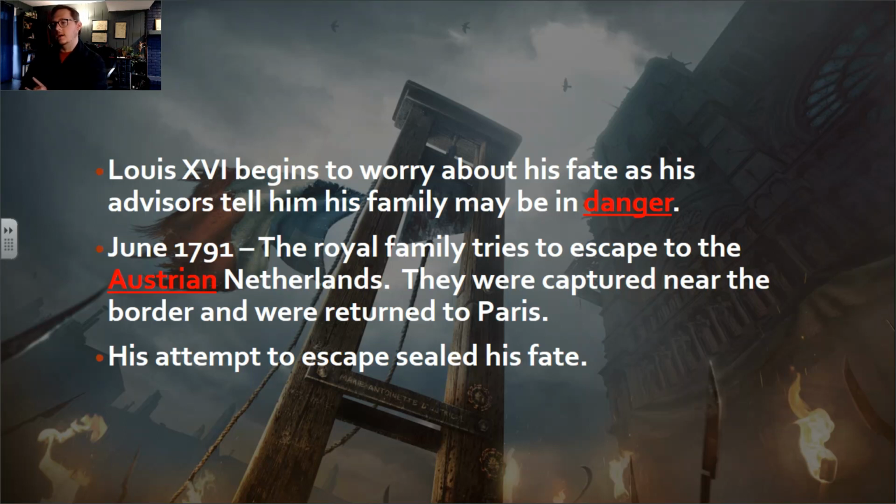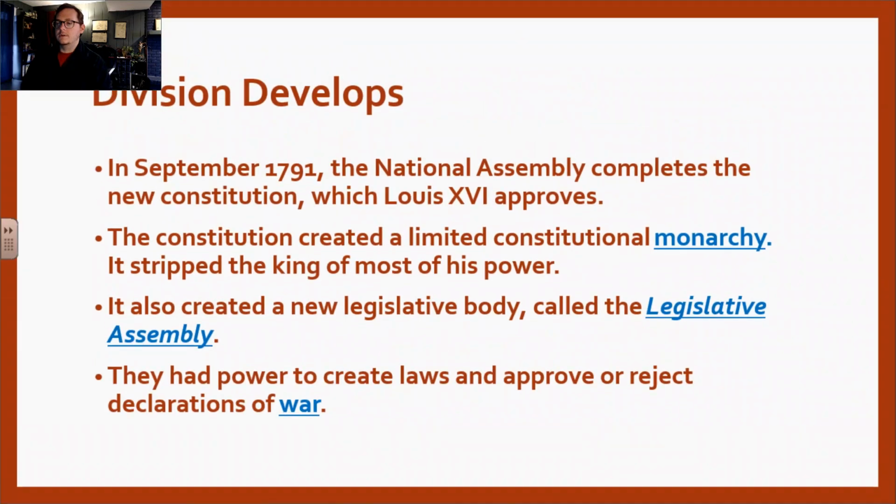And so they are captured, and the revolutionaries see this as the ultimate betrayal, that he is trying to flee his own country and abandon them, although I don't really blame him for doing so. But they're not going to see it that way. So in September 1791, the National Assembly completes a new constitution, which Louis XVI is forced to approve.